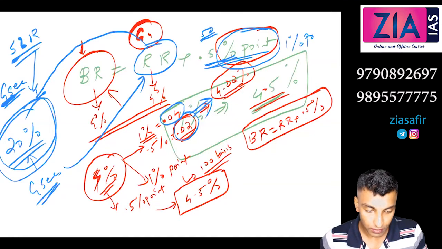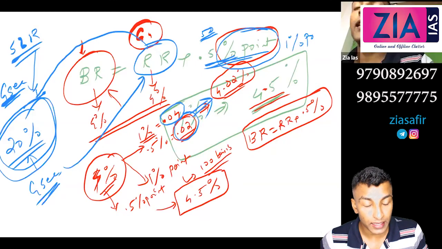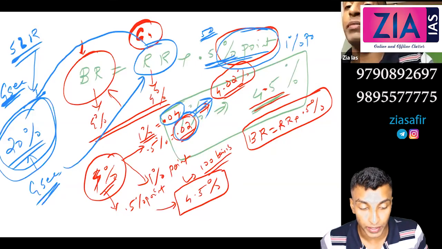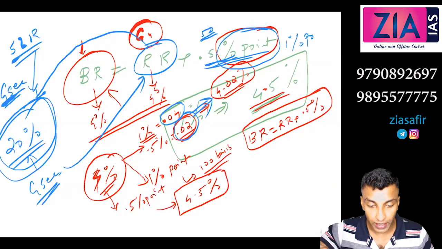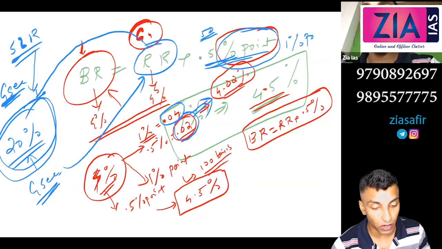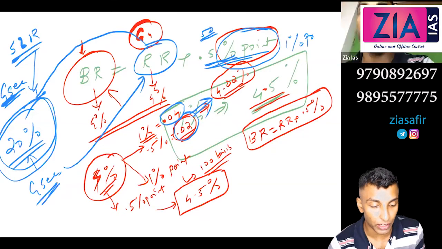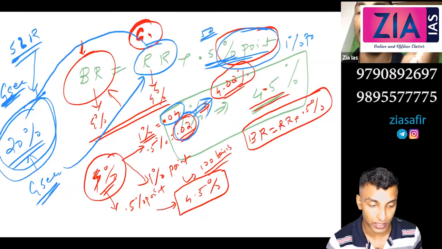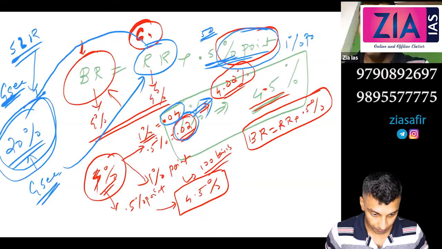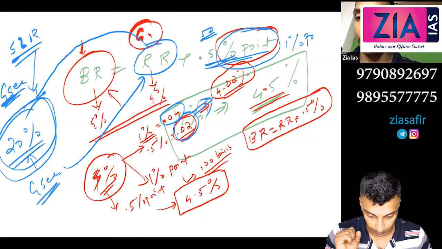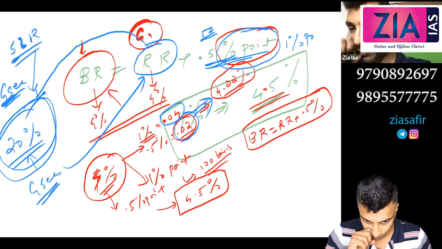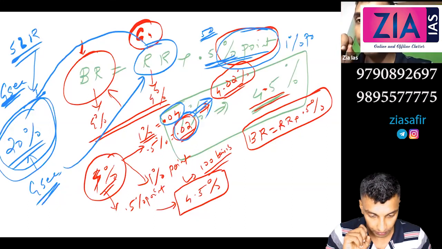So what is the meaning of this unencumbered? Unencumbered means it should not have been pledged with the RBI. Government securities pledged with RBI will not be counted in SLR. That's what unencumbered securities means. It should not be pledged. Those pledged securities will not be counted. Okay? Is this clear?